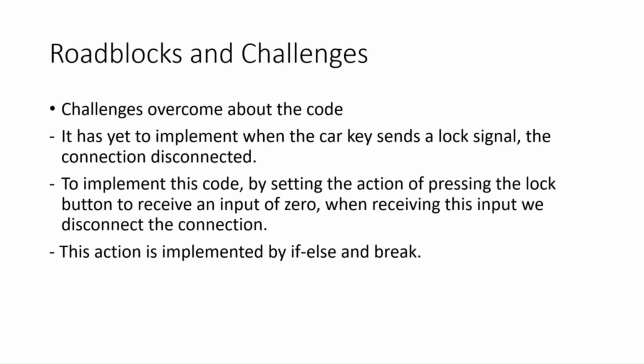Implementation of disconnection. We had to implement that when the car key sends a lock signal, the connection is disconnected. To implement this, we set the action of pressing the lock button to send an input of 0. When receiving this input, we disconnect the connection. This action is implemented by if, else, and break.